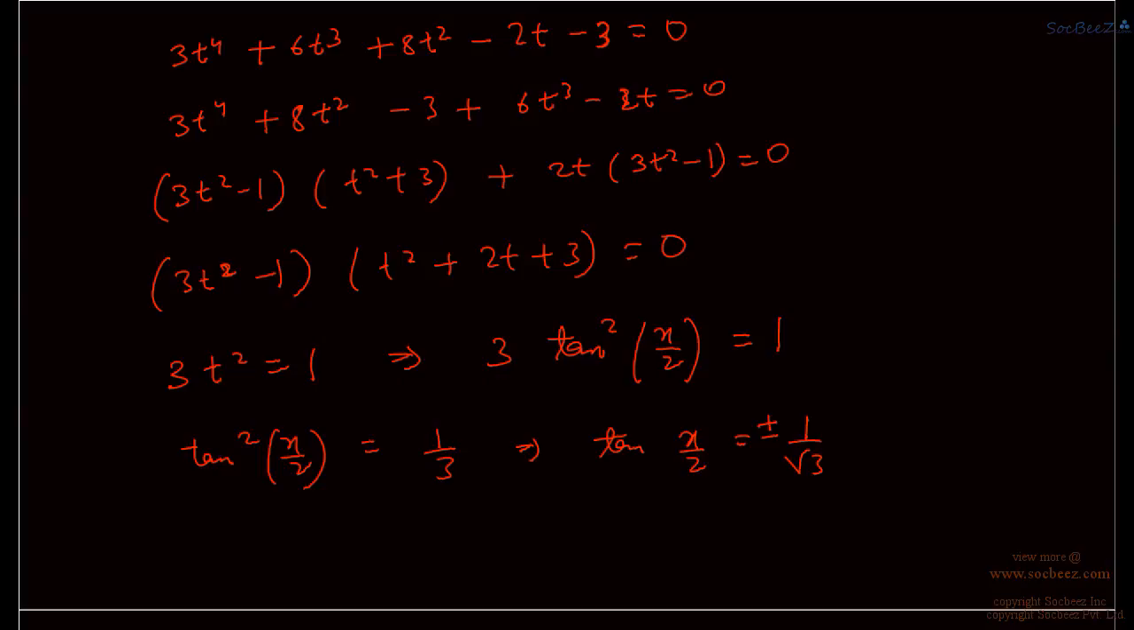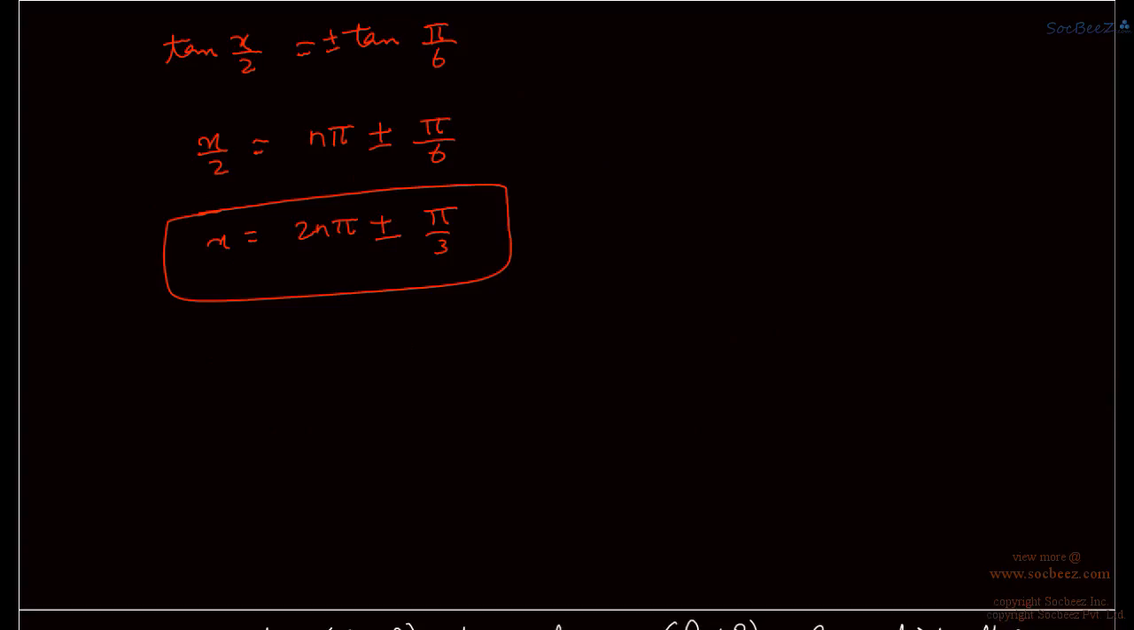But we know that t squared plus 2t plus 3 can be written as t squared plus 2t plus 1 plus 2. Well, that means (t plus 1) whole squared plus 2. But that is always greater than 2, right? So that part will never be equal to 0. So this never gives any solution. t squared plus 2t plus 3 is never equal to 0.